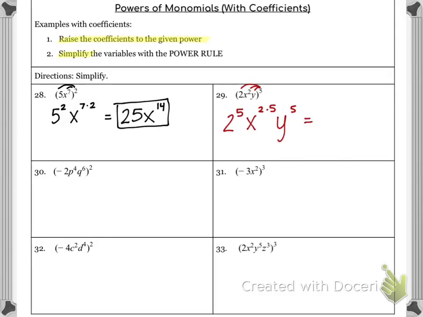2 to the 5th is the same thing as 2 times 2 times 2 times 2 times 2. So 2, 5 times. 1, 2, 3, 4, 5. Well, 2 times 2 is 4, times 2 is 8, times 2 is 16, times 2 is 32. So we have 32. So 2 to the 5th is 32. x to the 10th, y to the 5th.